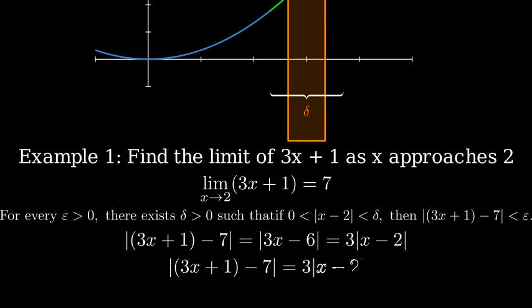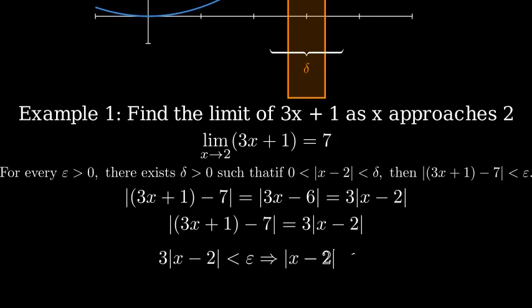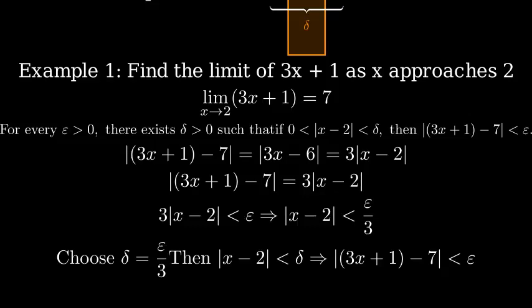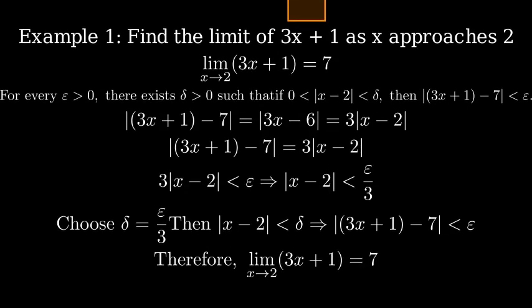Step 2. So, the absolute value of 3x plus 1 minus 7 equals 3 times the absolute value of x minus 2. Step 3. To ensure this is less than epsilon, we need 3 times the absolute value of x minus 2 to be less than epsilon. Solving for the absolute value of x minus 2, we get that it must be less than epsilon divided by 3. Step 4. Therefore, we can choose delta to be epsilon divided by 3. With this choice, whenever the absolute value of x minus 2 is less than delta, the absolute value of 3x plus 1 minus 7 will be less than epsilon, confirming our limit.